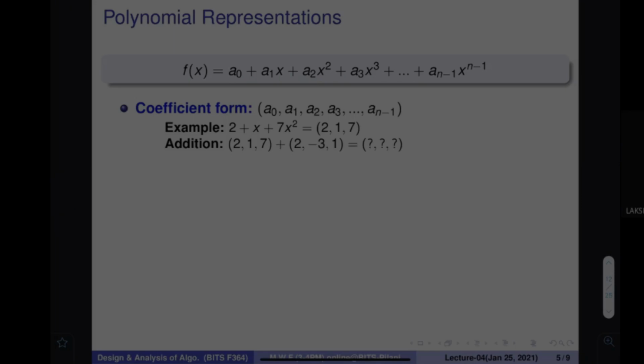Next thing, if you want to find out the addition, let's assume that in my memory something is 2 1 7, something is 2 minus 3 1, and you want to find out the addition. Subtraction is the same thing. So what's the value here? Can anybody tell me? Who is going to type first? I think 4, minus 2, 8. 4, minus 2 and 8. So if anybody has any problem, he can let me know.